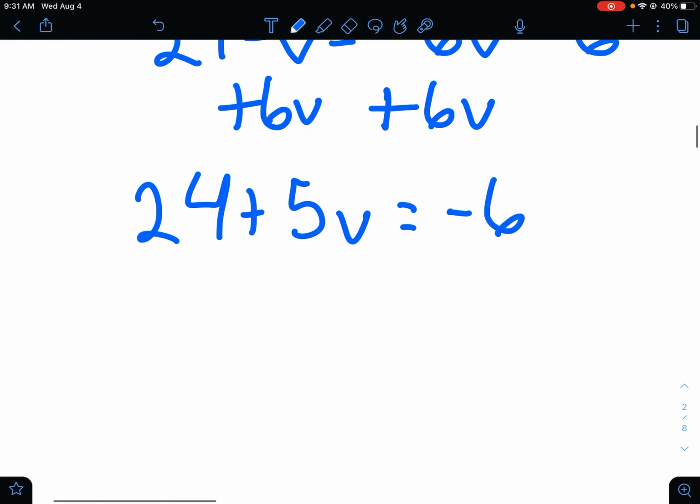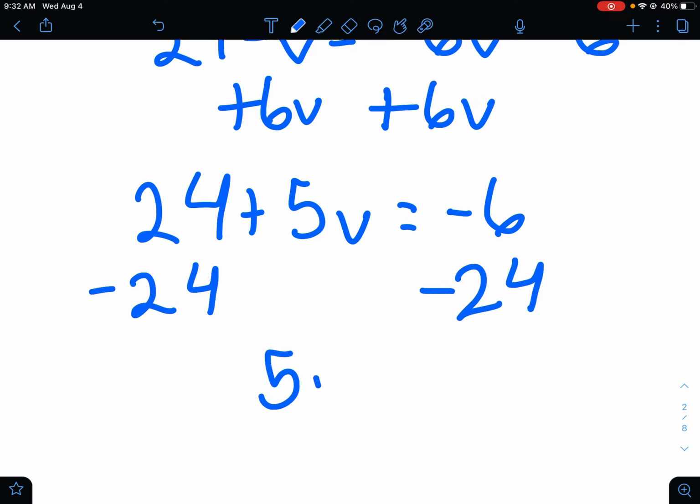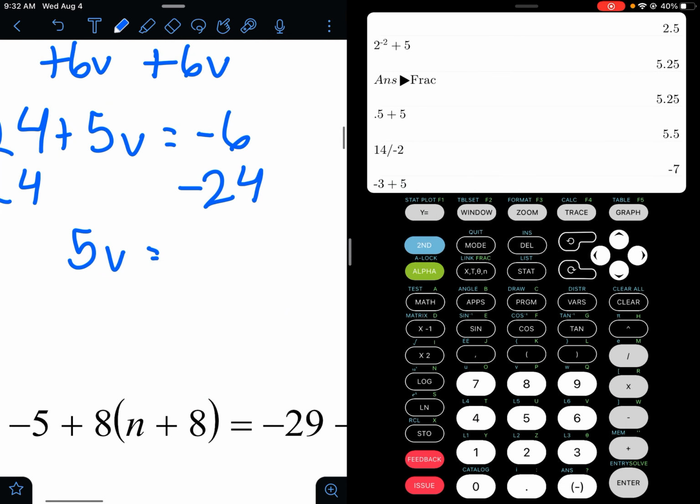So then we can go ahead and finish solving here. The next thing I want to do is subtract 24 from both sides. And I get 5v equals -6 minus 24. Again, you're going to want to go on your calculator. If you can do it in your head, that's even better. I do want you to know how to do this in your head, but for right now, make sure you know how to use your calculator as well. So we could do -6 minus 24, and that's going to give me -30.